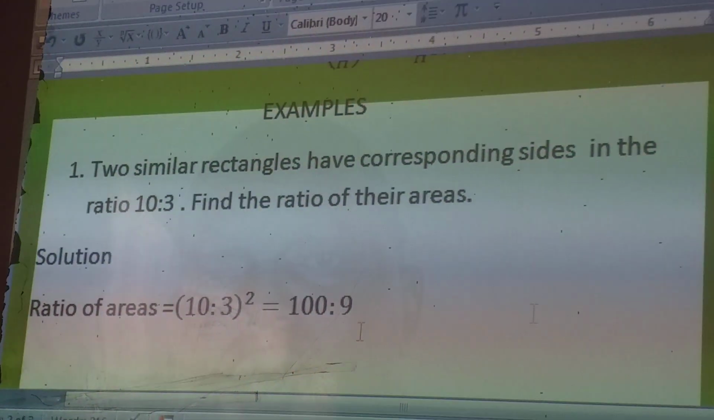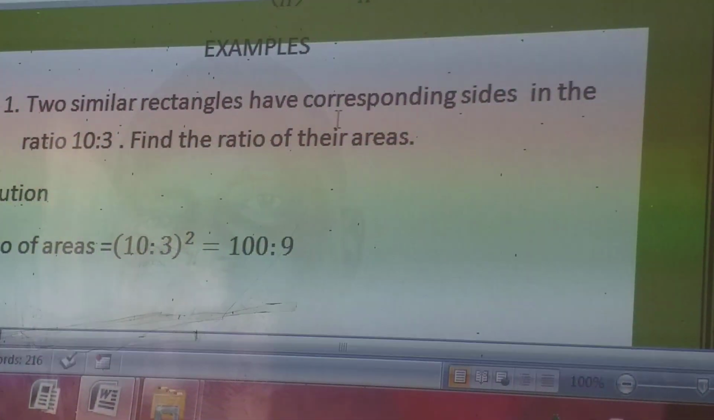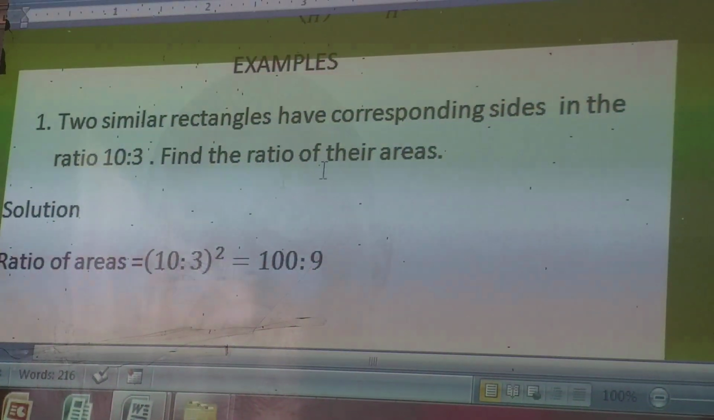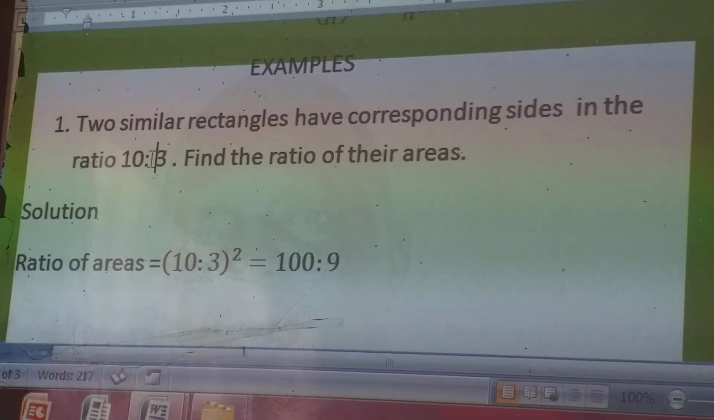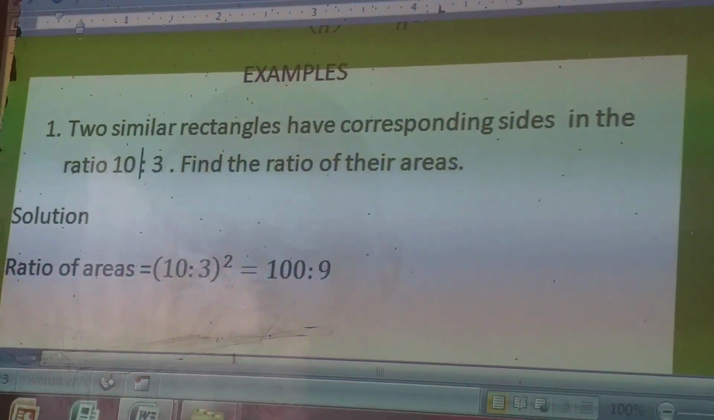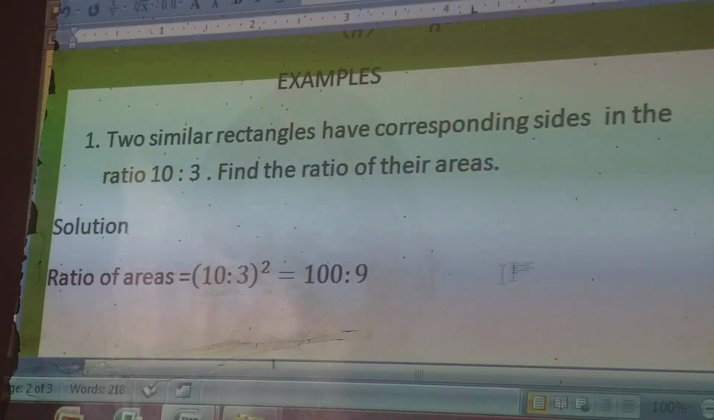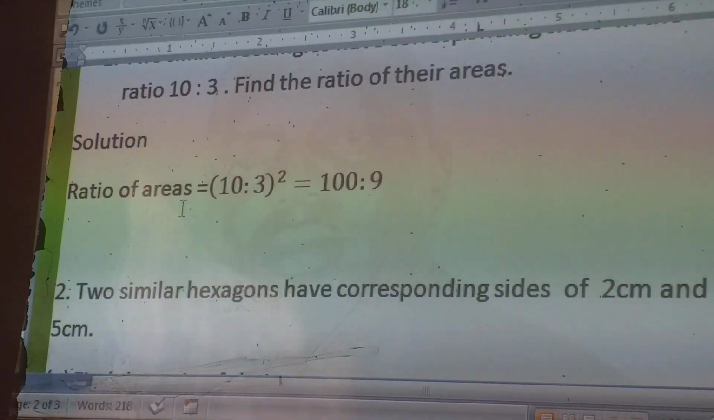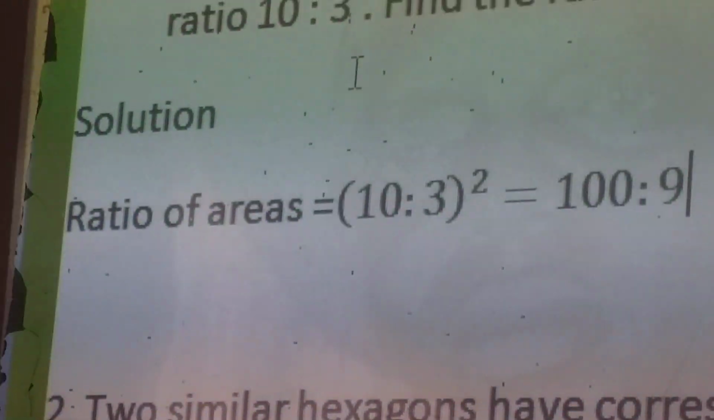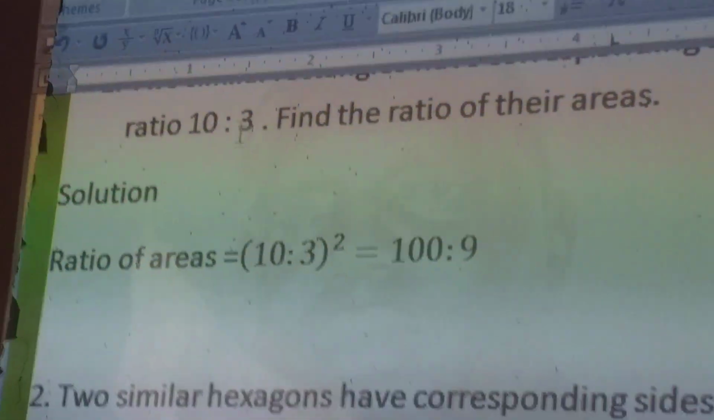We are saying two similar rectangles have corresponding sides in the ratio 10:3. Find the ratio of their areas. Right, we want to find the ratio of areas. The ratio of areas is equal to the square of the scale factor. This ratio of corresponding lengths is called the scale factor.